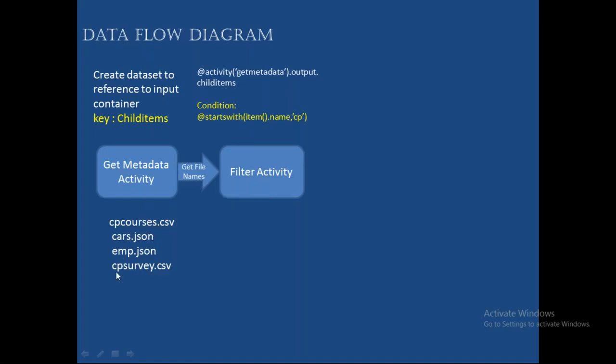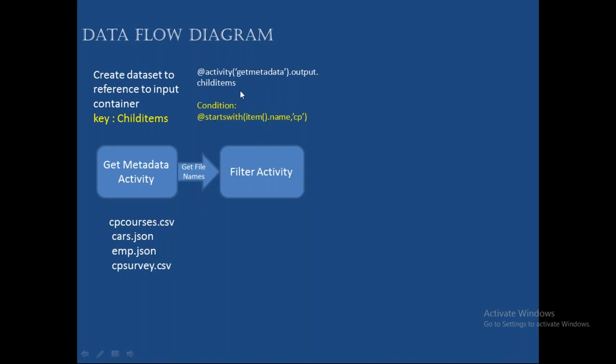Now you need to filter out. I don't want all these things. You need to write some kind of a condition to filter out and get whatever files you need in your output. So my condition here is: starts with item.name. Item.name means each file will be one item.